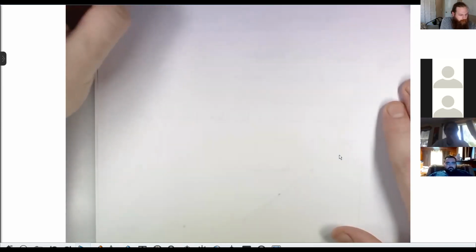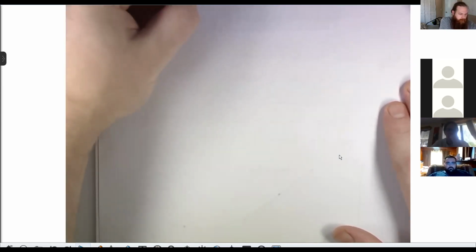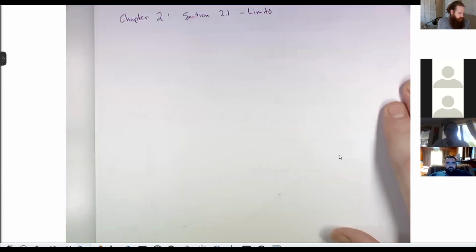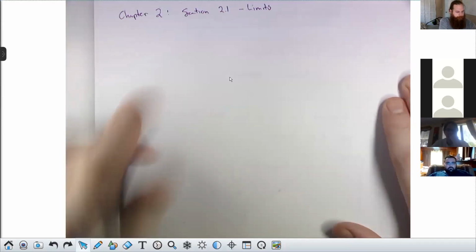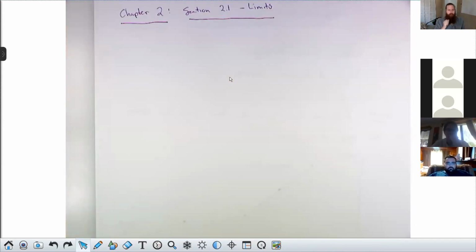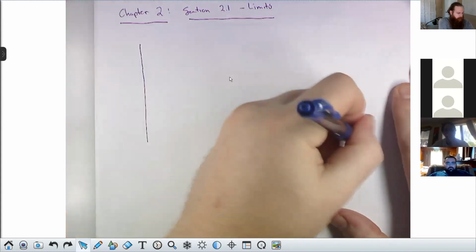Okay, so this is the start of chapter 2 officially. Section 2.1 on limits. The idea of a limit is that you want to ask not what is the y value on the graph of a function at a particular point, but what y values do you get if you start sneaking up on that point?